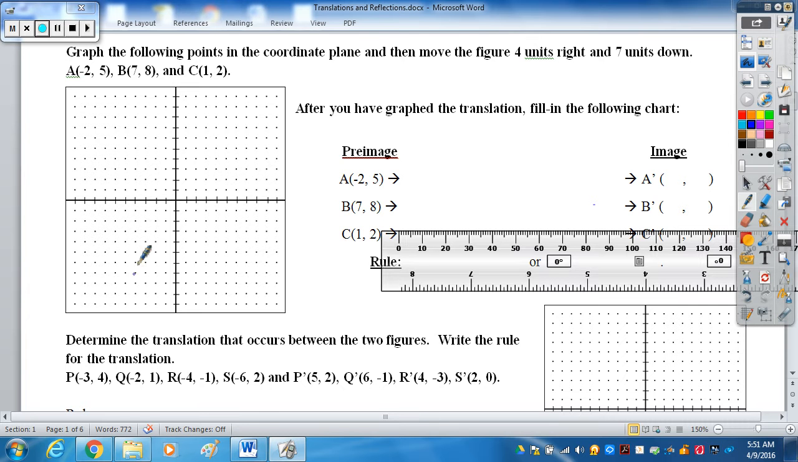Okay. A is at negative 2, 5. And B is going to be at 7, 8. That's B. And C is at 1, 2.